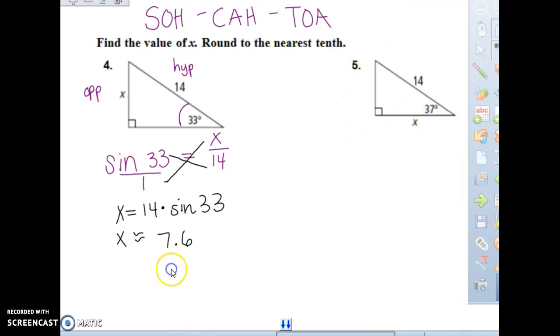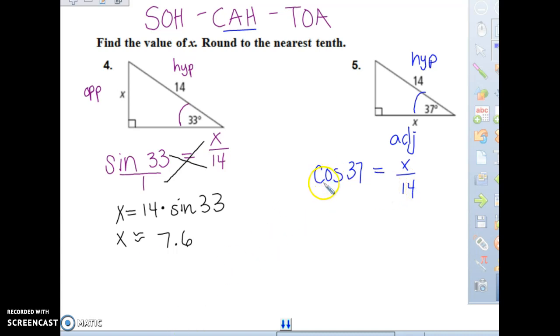Let's try another one. Here's the angle we're working with. We need to figure out which trig function we can use to find the missing leg. 14 is the hypotenuse, and x is adjacent. So looking for adjacent and hypotenuse, it looks like we're using cosine. So here's how we're going to write that. The cosine of the angle, which is 37, that ratio has to be equal to adjacent over hypotenuse. The A comes first and the H comes second. So adjacent is x, hypotenuse is 14.